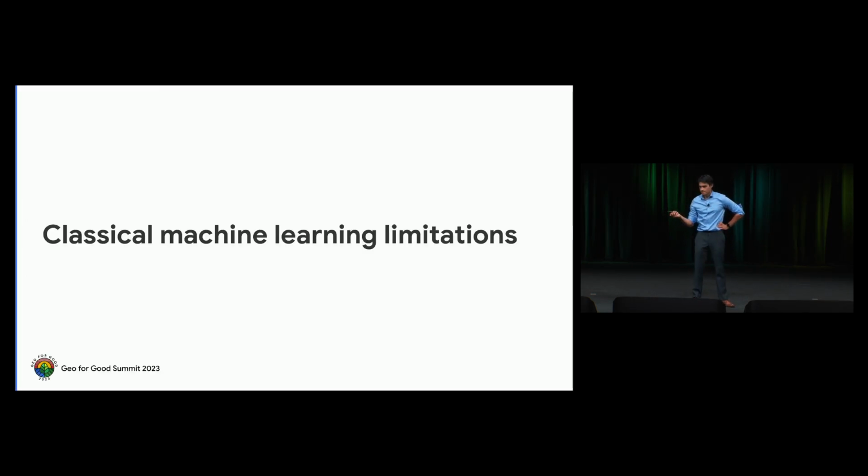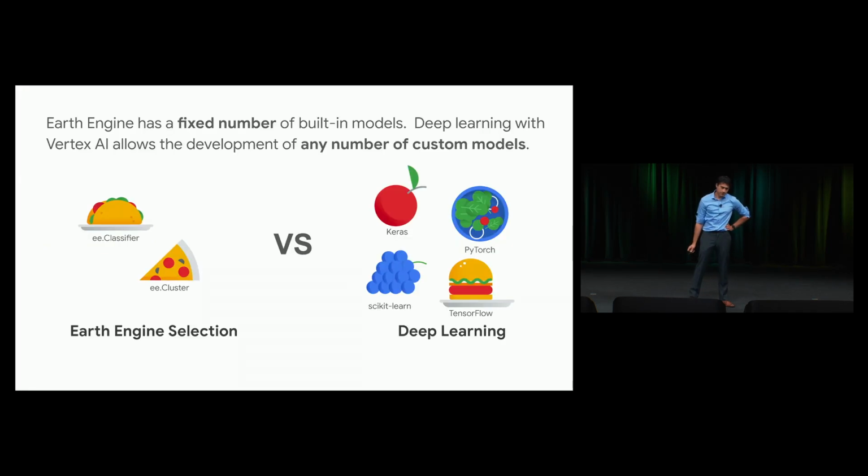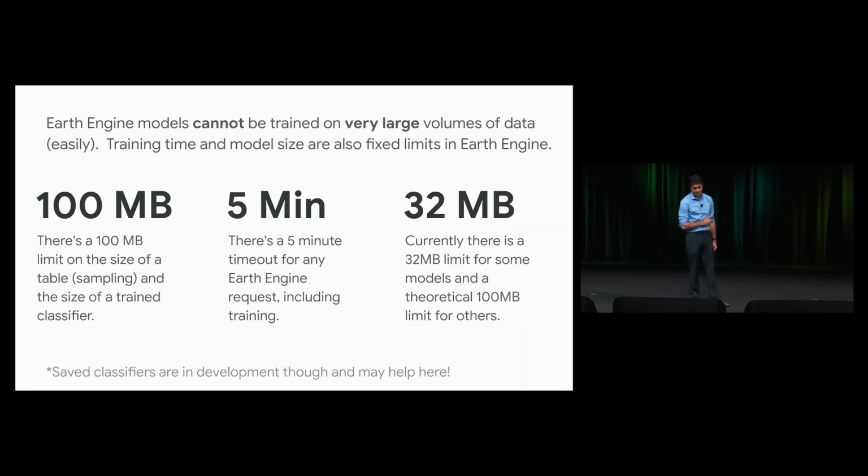That sounds all great, but there are definitely limitations. So Earth Engine has a fixed number of models built in. It takes a lot of work to build them out and to maintain them, and it's not easy for us. Also, a lot of people can do really cool, cutting-edge things using machine learning libraries outside of Earth Engine, like PyTorch, scikit-learn, TensorFlow, etc. So that's one drawback. You're going to have a limited selection of models you can actually use.